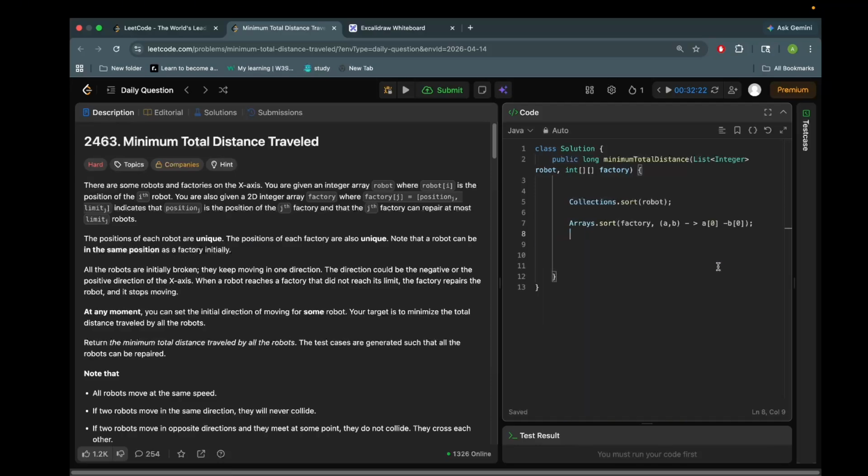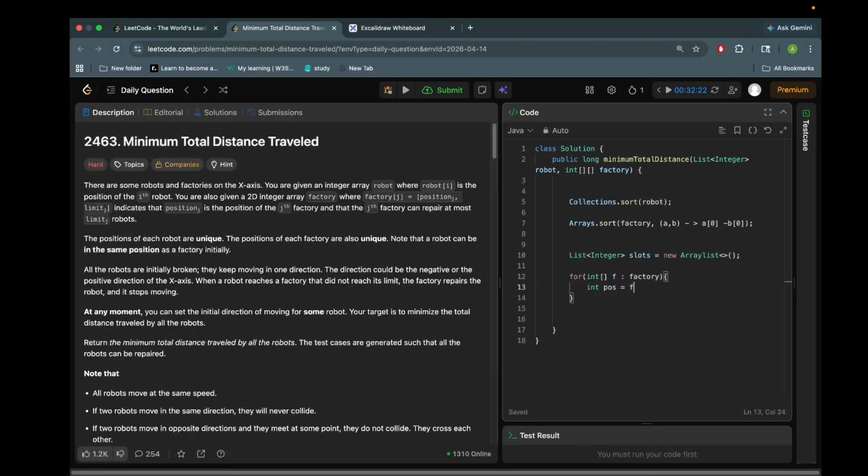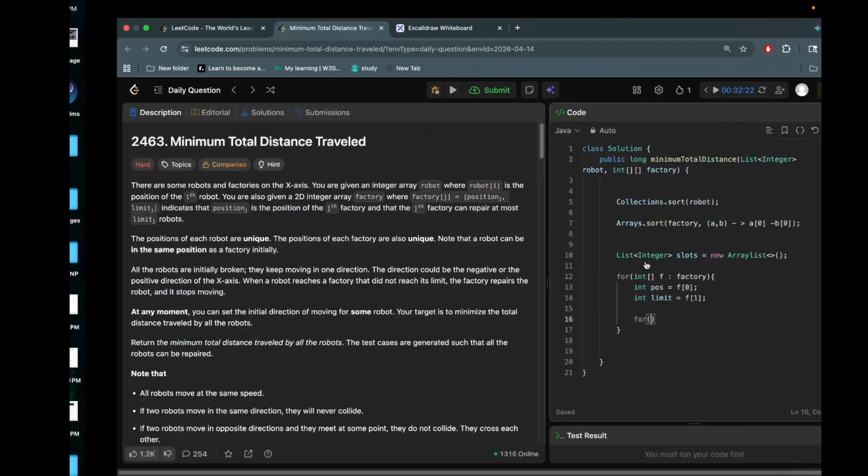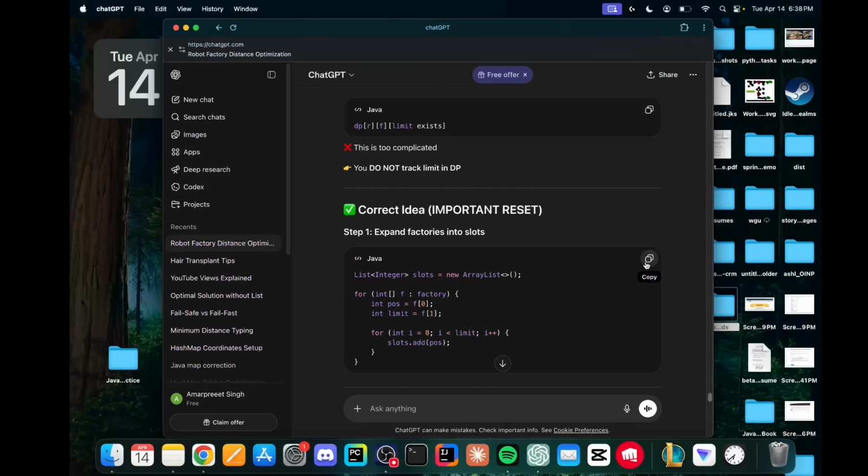Once I have this, I need to construct a list of slots, equals new list. So for each factory we do: integer position equals factory[0], integer limit equals factory[1], and then for integer i equals 0, i less than limit, i plus plus, we do slots.add(position). So we are adding the position that many times, right?